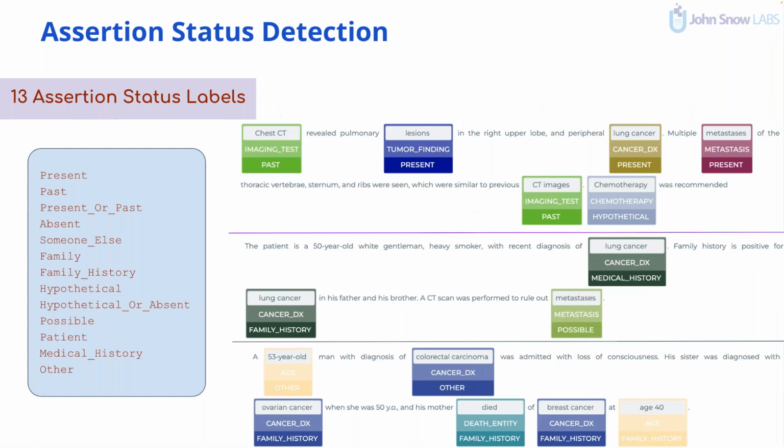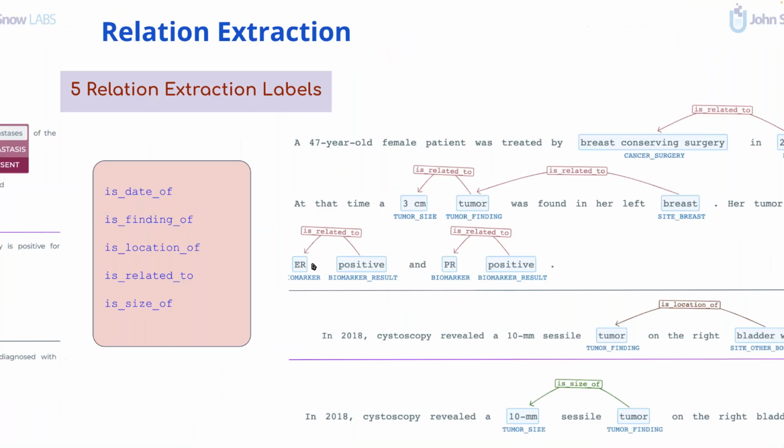We have 13 different assertion status labels. As you can see, some of them are past, present, hypothetical, medical history, or family history. This is one of the most important ones actually. Sometimes it is possible, and sometimes you need merged ones. So these are the assertion status labels we have.